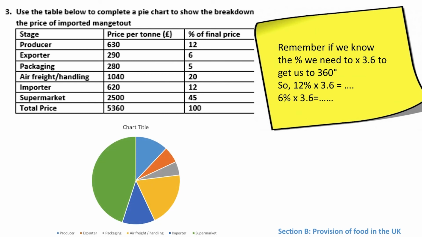Okay, welcome back. Hopefully your pie chart looks a little bit like this, and you can see that nearly half of the money goes to the producer. You can see that a very thin amount of the money goes on packaging. Air freight gets quite a significant amount of the money, nearly a quarter I suppose. So you can see what that pie chart looks like. So hopefully yours looks the same. Let's move on.